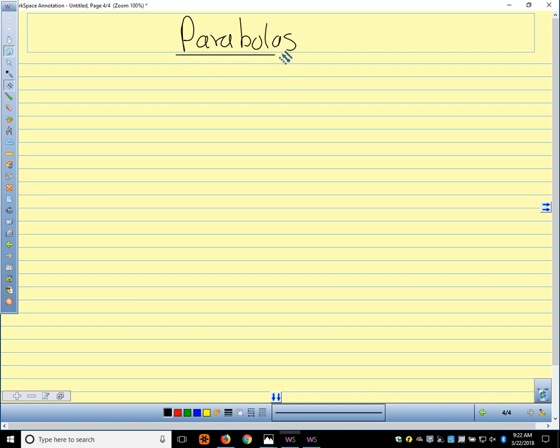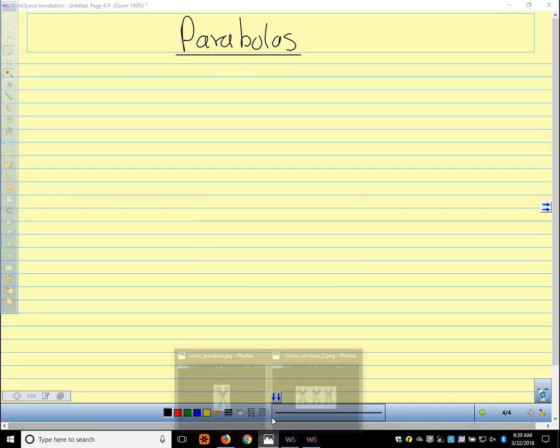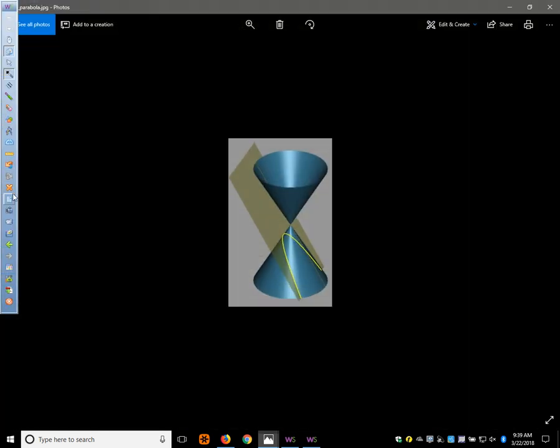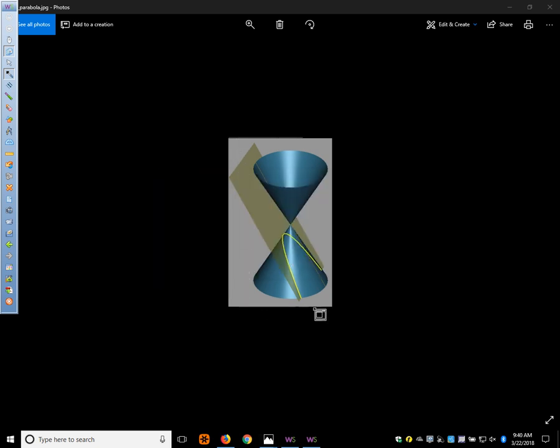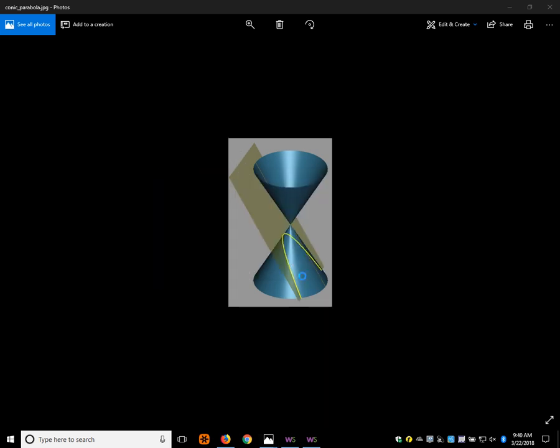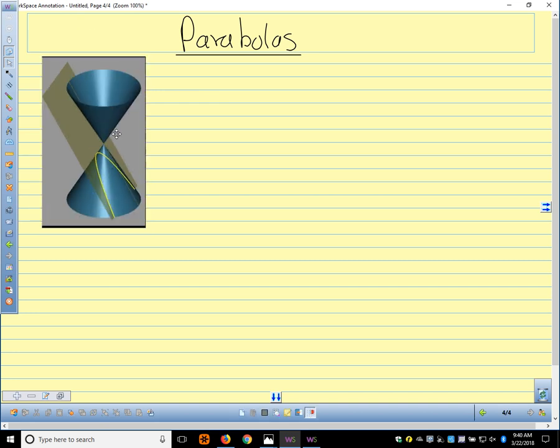Parabolas. So let me grab a picture of a parabola as a conic section. We'll do the same thing that we did for circles. Whoops, that's not what I wanted. I wanted this. We'll give the locus definition, and then we'll write the equations that the locus definition tells us. So parabola as a conic section, we get that when we slice through just one side of the cone. We get a nice parabola.